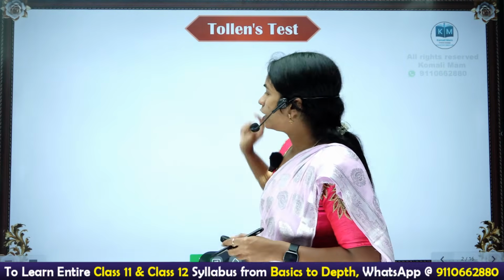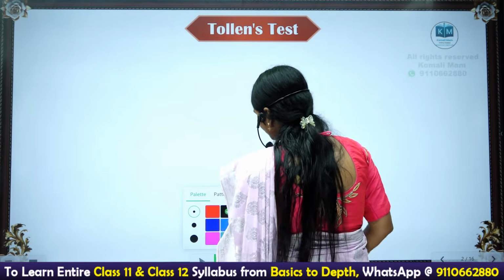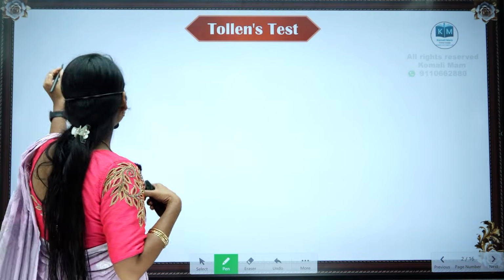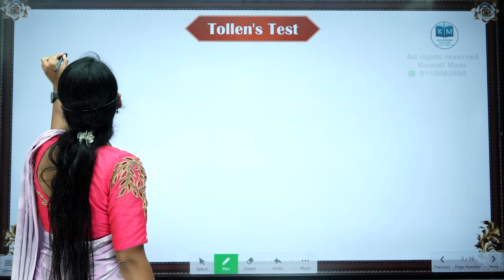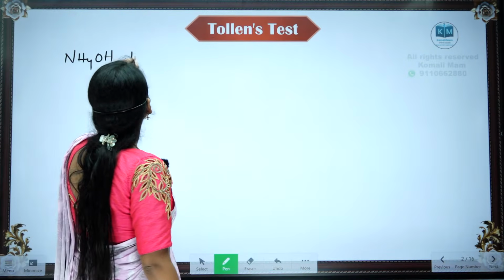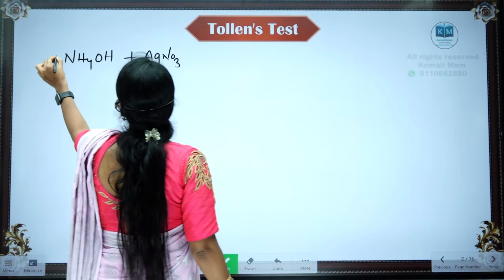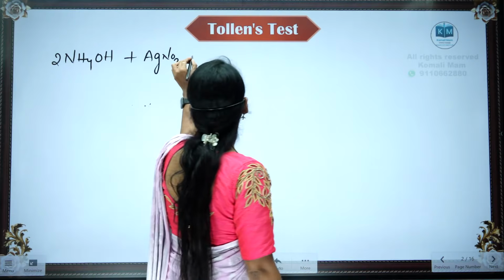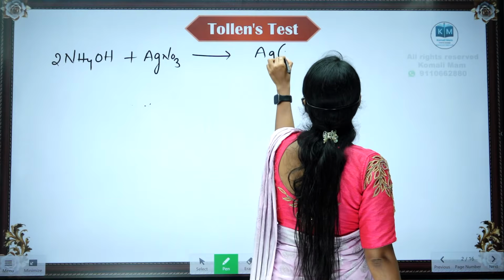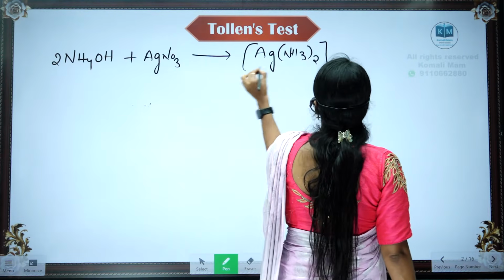Okay. First one, Tollens test or Tollens reagent. What is a Tollens reagent? Ammoniacal silver nitrate solution, we call it Tollens. So, ammonium hydroxide plus AgNO3. If we mix these two, 2 moles of ammonium hydroxide and silver nitrate, both combine and form this Tollens reagent. Tollens reagent, this is the formula.